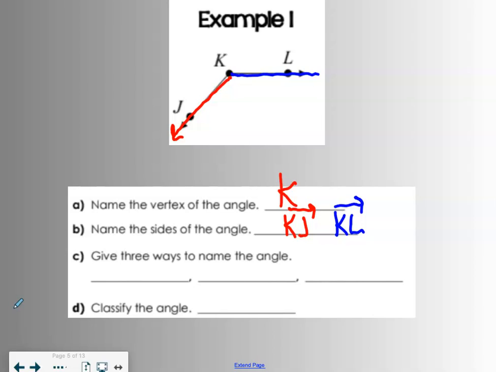So we have actually 3 different ways we can name this angle. Does anyone know one? Yep, angle JKL. What if we went the other way, LKJ. And if we just have one angle in our picture like this, we could just call it simply angle K. How would you classify it? Yep. Greater than 90 degrees.